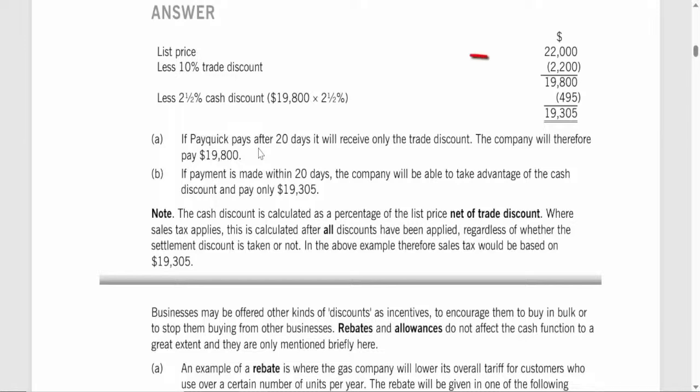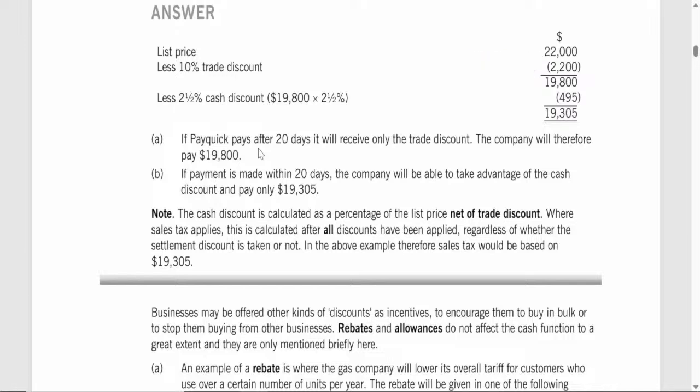Initial calculation. Applying the trade discount. The trade discount is the first discount to be applied to the list price. This discount is calculated as a percentage of the list price, $22,000, and is deducted to determine a reduced price. Step 1. Calculate 10% of the list price. Trade discount equals list price times 10% equals $22,000 times 0.1 equals $2,200.